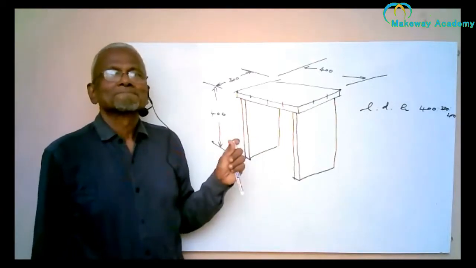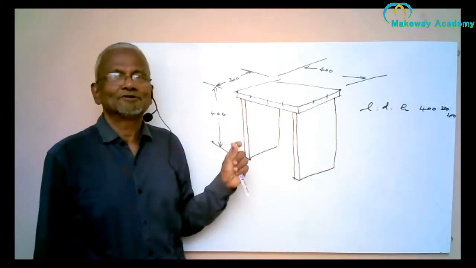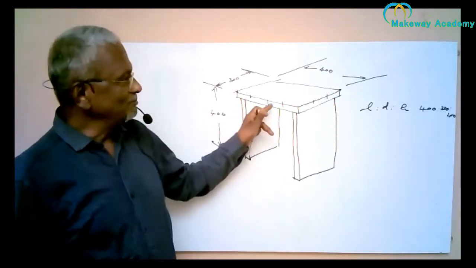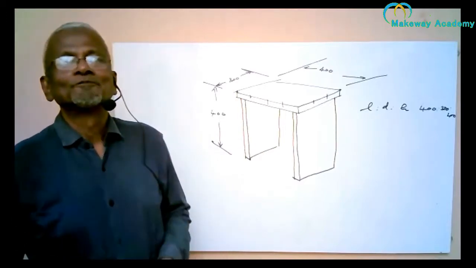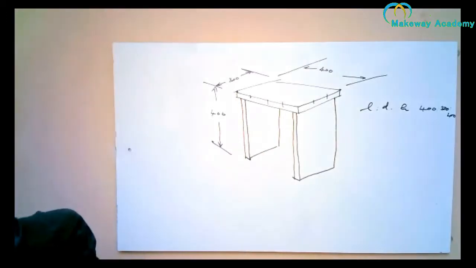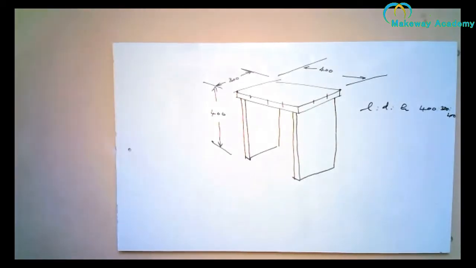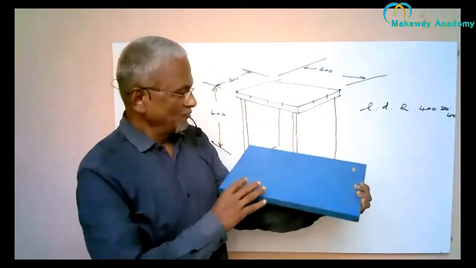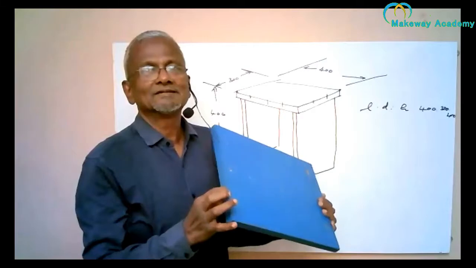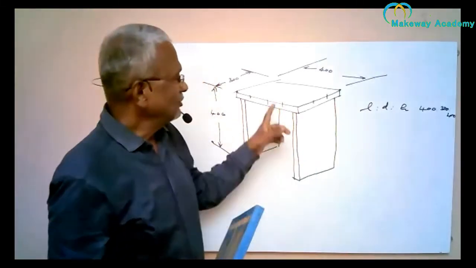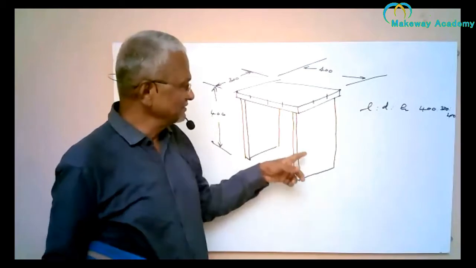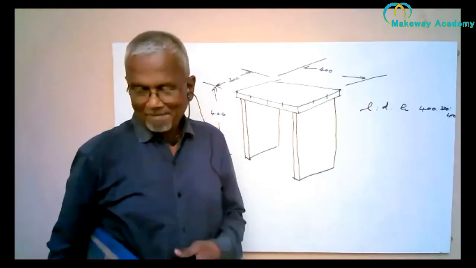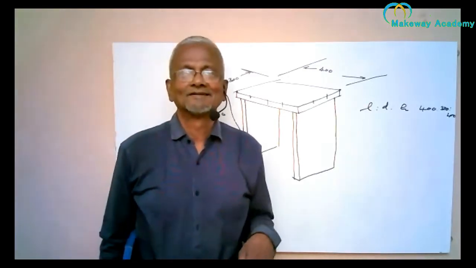You see, there are a lot of other things I need to tell you. We need to join them together. So this is a top plate made up of plywood. These are top plates, 400 by 300. The thickness is 30. The top plate has to be fixed with the two other plates, supporting plates, we may call it. So how do I do that? That's the question.